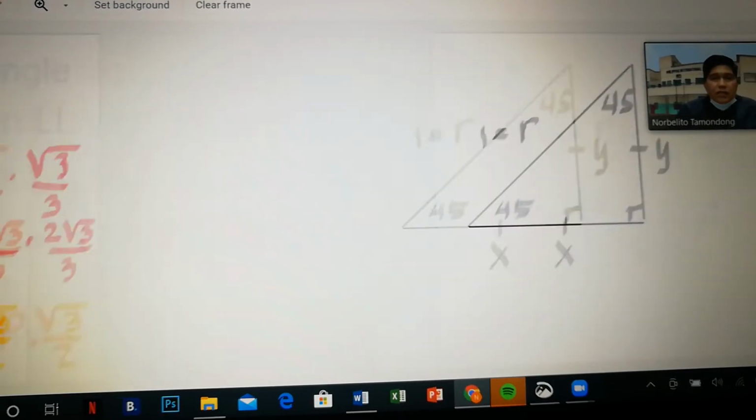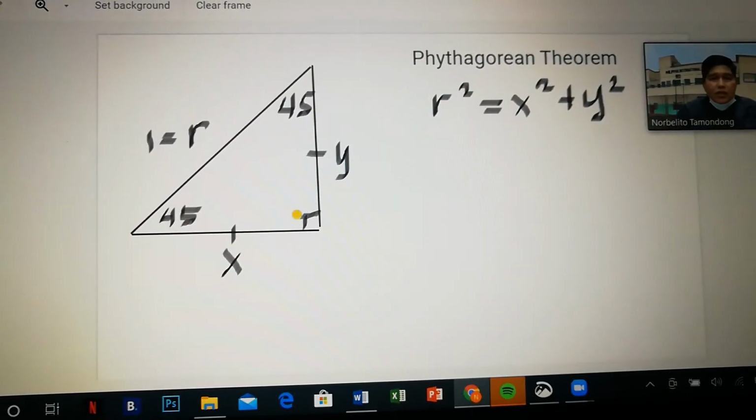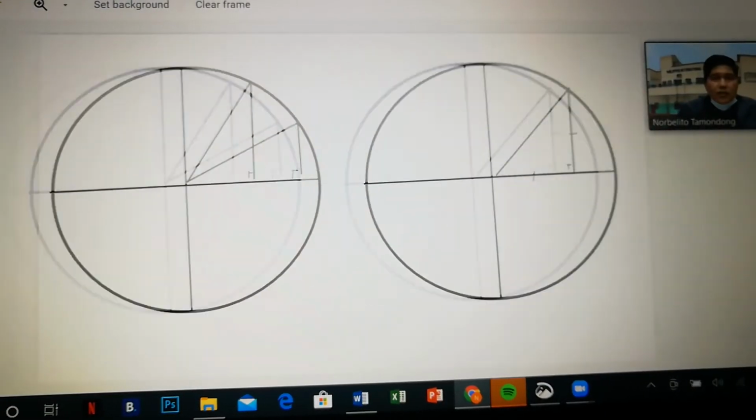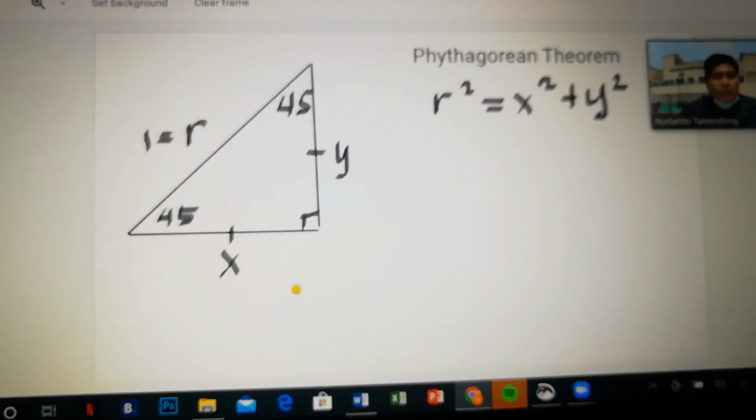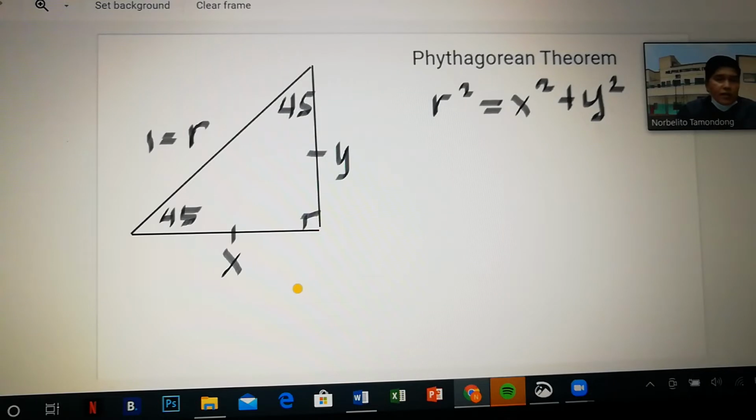Okay, so next is the 45, 45, 90 triangle. Let's go back to the original figure. Here's the figure, 45, 45, 90, and we copy the 45, 45, 90. Since this is a 45, 45, 90 triangle, it is an isosceles triangle. It follows the isosceles triangle theorem that if two angles of a triangle are congruent, then the sides opposite those angles are also congruent.